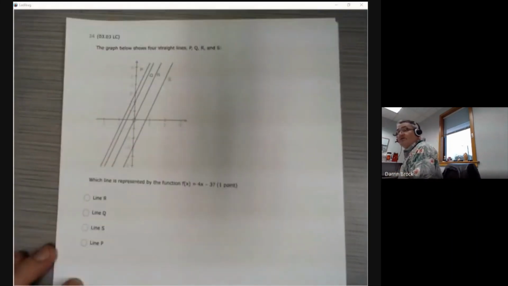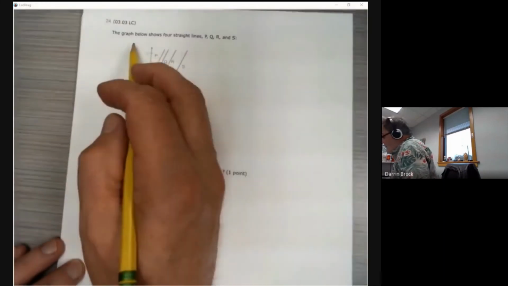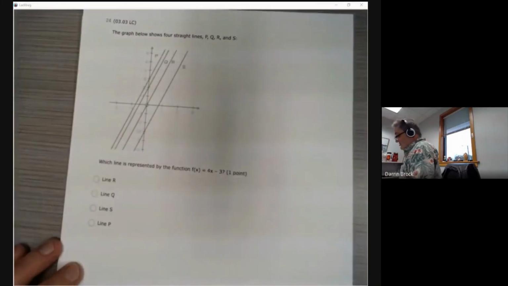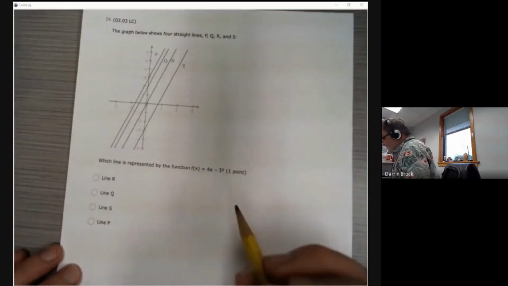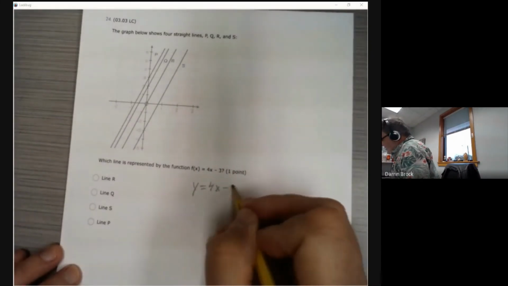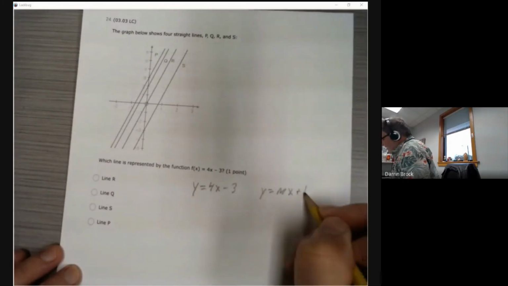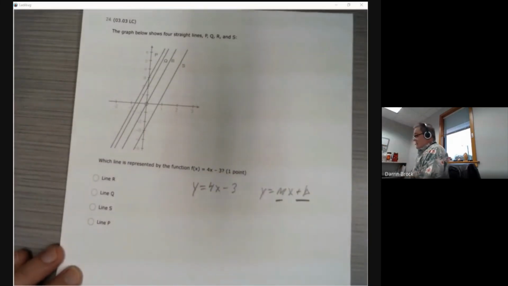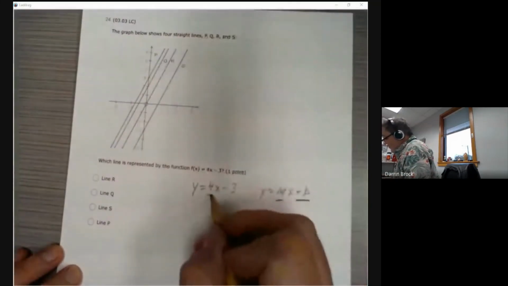All right, last 2 problems. Oh, it's actually just one problem. Great. Last problem. The graph shows 4 straight lines, P, Q, R, and S. Which line is represented by the function f of x equals 4x minus 3, which is the same thing as saying y equals 4x minus 3, which means this is in the y equals mx plus b form, which means slope, which means y-intercept. Well, they all have the same slope because as we can tell they're parallel. They all have a slope of 4.